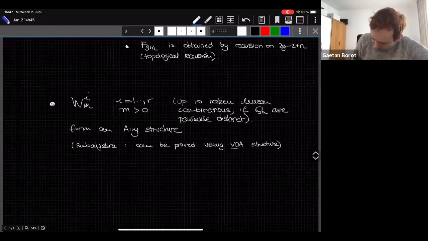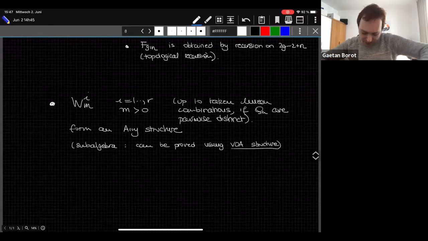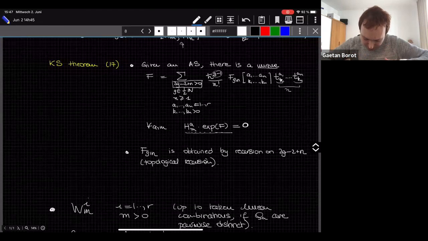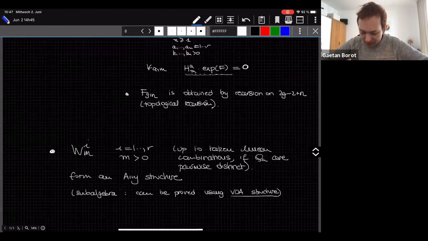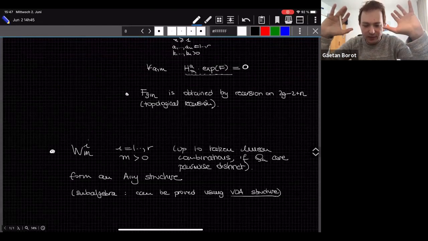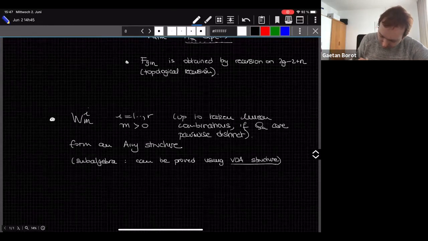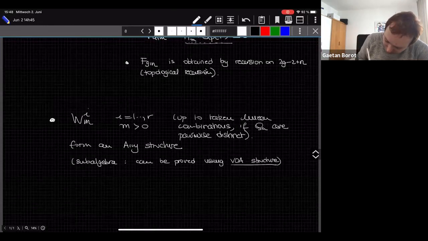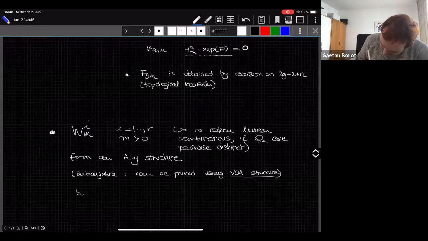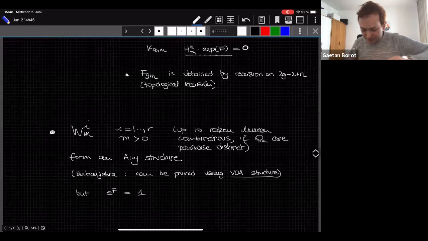So this fact that it satisfies the subalgebra condition for that particular set of modes comes from the fact that the subalgebra condition is true when you only take the positive modes in the VOA. This is true. However, the partition function is just the trivial partition function. So it's not interesting.